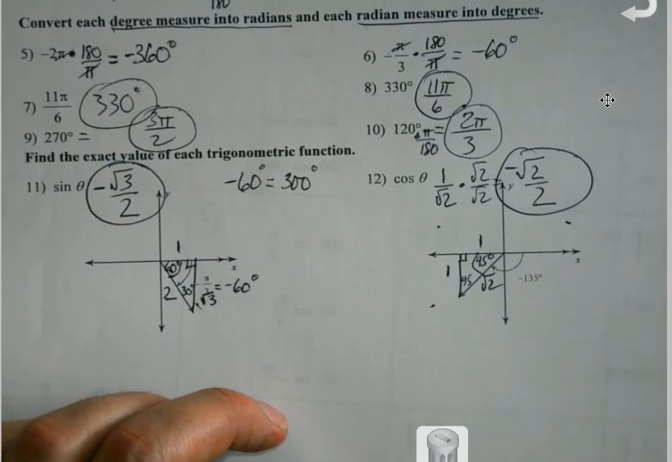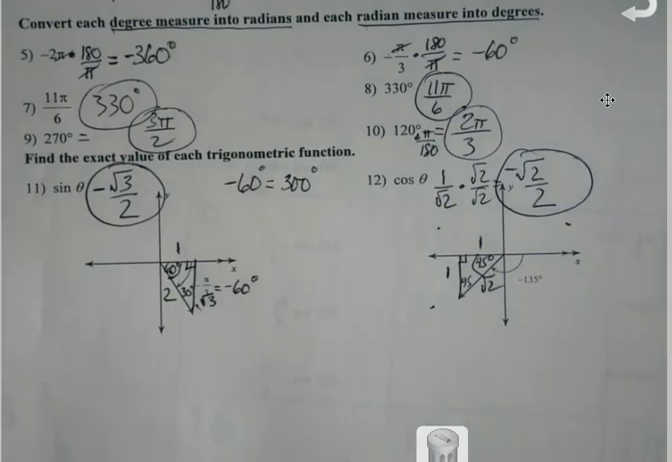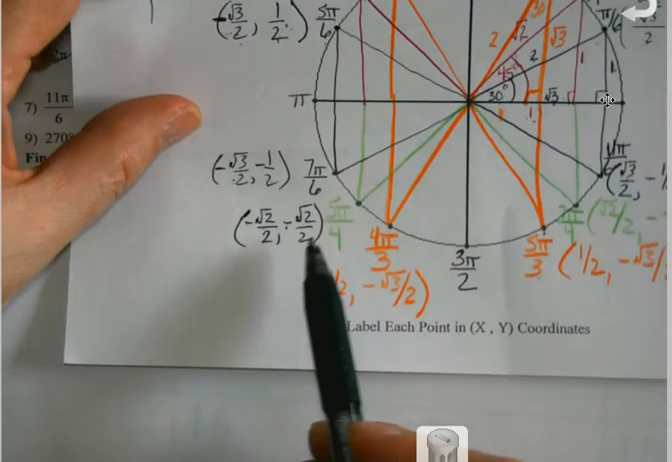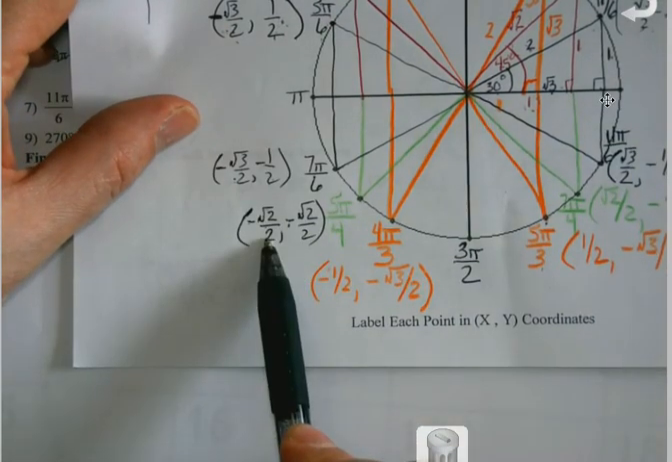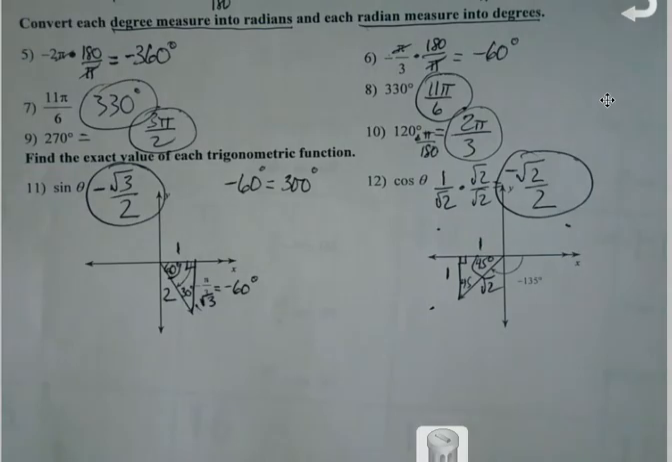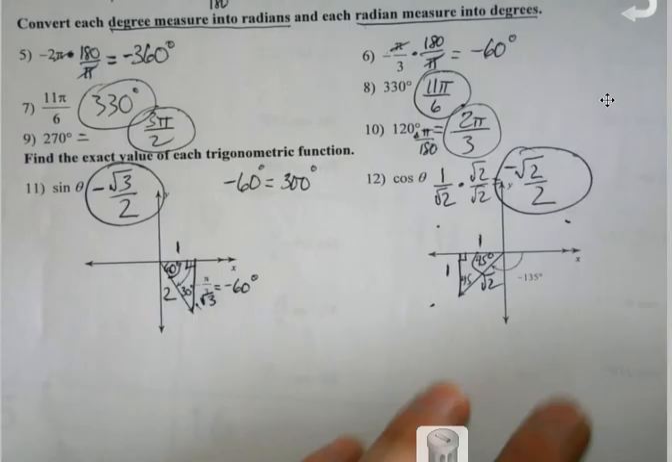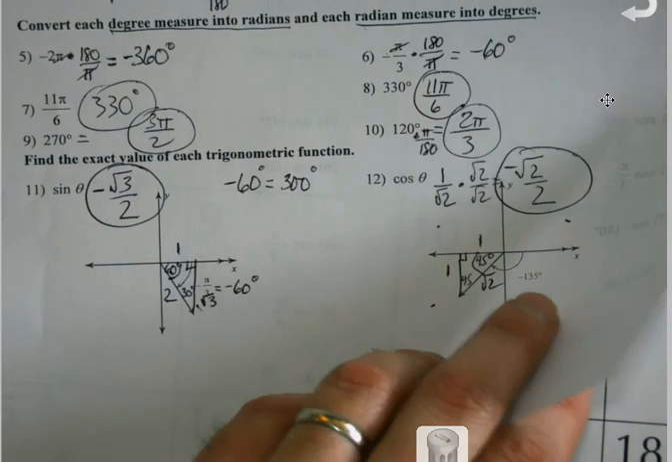What degree measure would it be equal to? 225. What's 225 going to be? Negative square root of 2 over 2. So you start to see the connections with the unit circle and not having to draw a picture every time that you do this. But again, it takes time. I'm not going to say it doesn't. It will, it will.